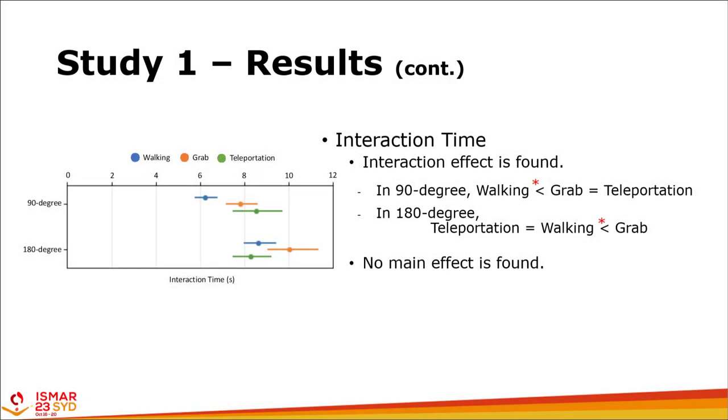We found a significant interaction effect on interaction time between technique and view transition angle. At the 90-degree transition condition, walking had a faster interaction time than grab and teleportation. However, at the 180-degree transition condition, no statistical difference between walking and teleportation was disclosed. In this condition, grab showed the worst performance.